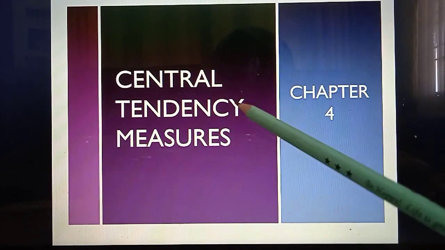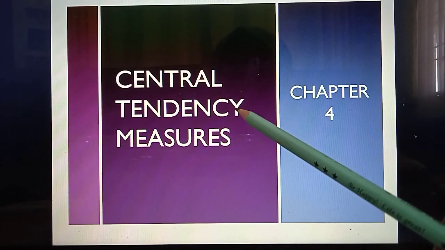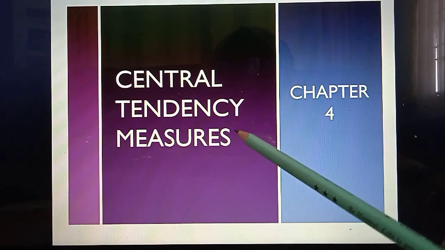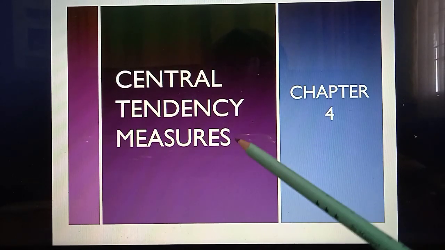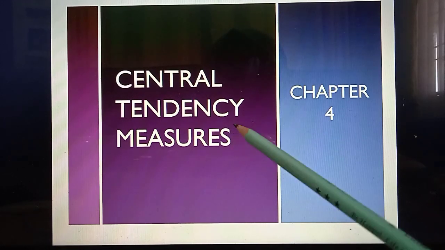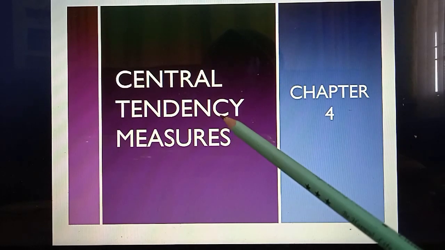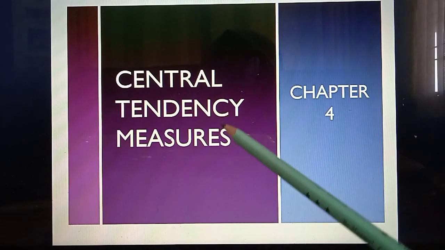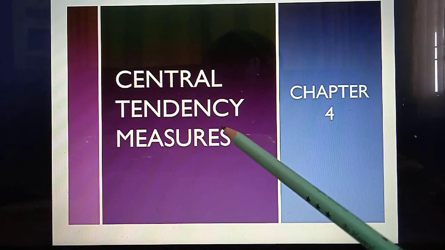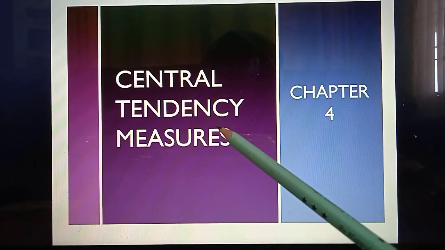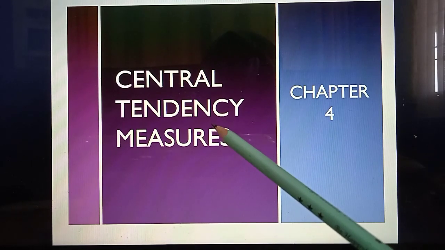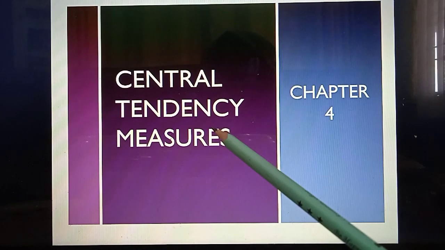Okay, now we are in chapter 4. Chapter 4 is about central tendency measures. Central tendency measures means that we are going to measure the average, the mean, the mode, median, and so on, that represents the parameter for a sample or population that comes from data which we collect during our study.